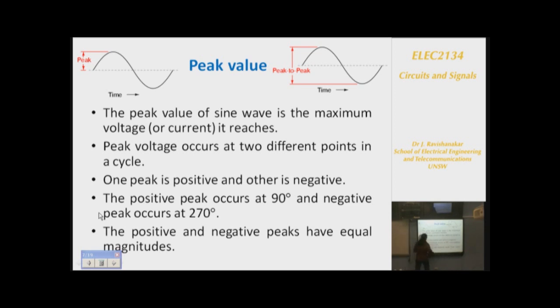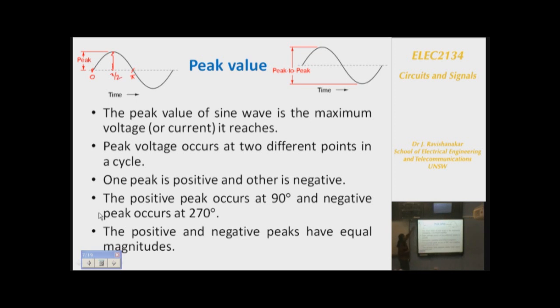So what is the peak value? The peak value is the maximum value that the wave takes. It is a sinusoidal function. For a sinusoidal function, sin 0 is 0, sin pi, or sin 180, is 0, and you have here sin of 90 degrees, which is pi by 2.